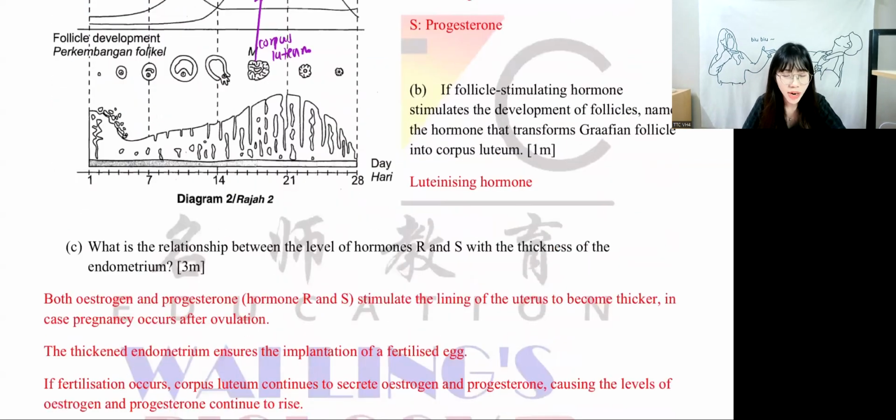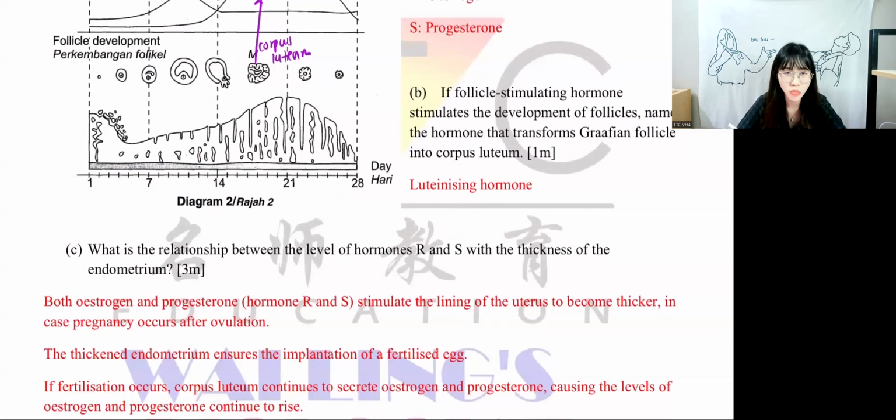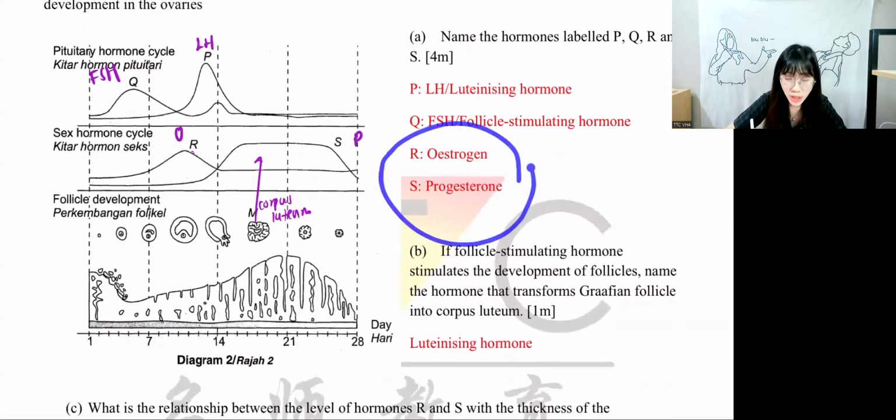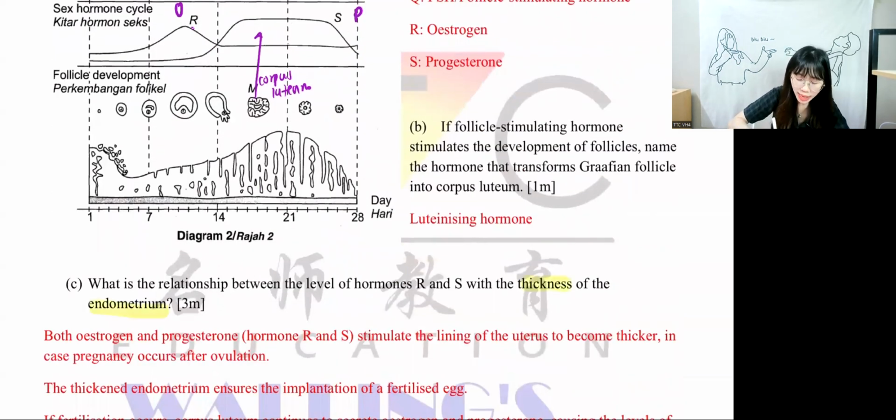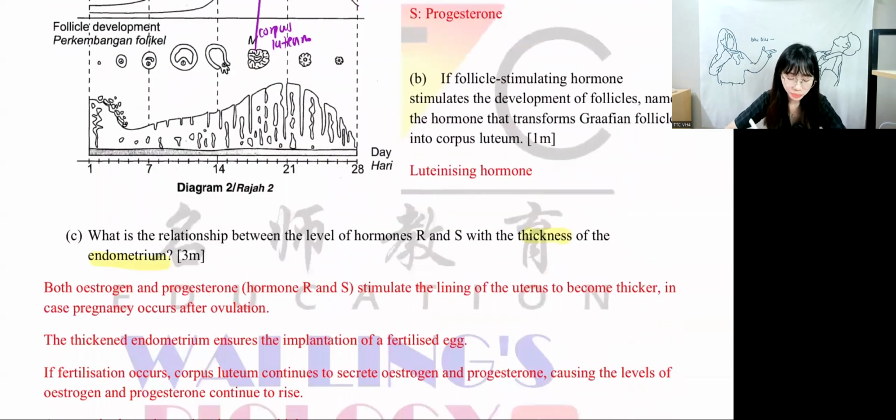Okay, C, what is the relationship between the level of hormone R and S with the thickness of the endometrium wall? R and S are estrogen and progesterone. Because they only ask you about the endometrium wall, we have to understand that these two hormones are related to the repairing and thickening of the endometrium wall. Repairing is from the estrogen. Thickening is from the progesterone.